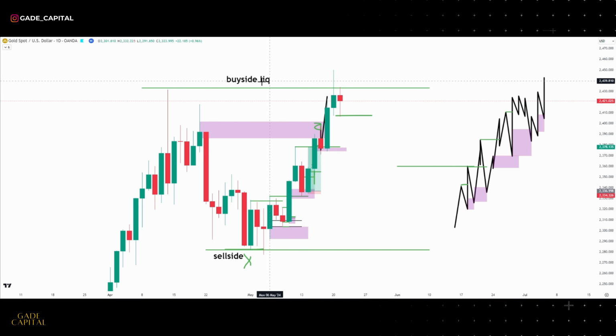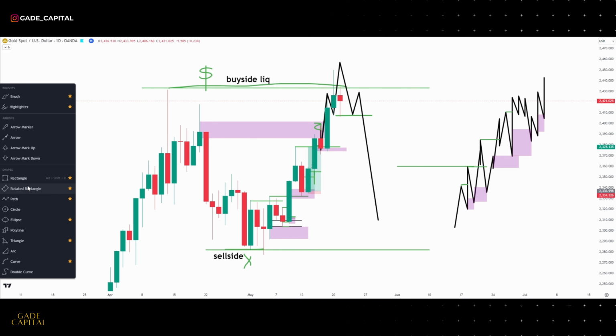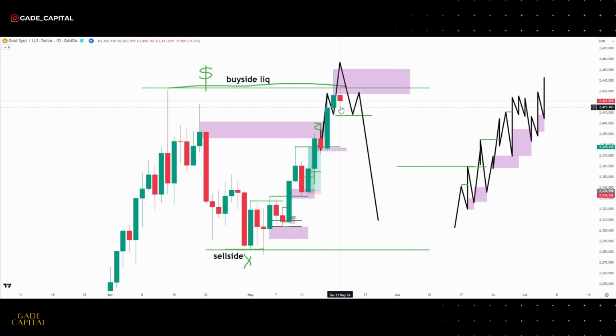So now price has taken this buy side liquidity. We can see this is the structure. Price broke the structure, but again it broke the structure with the wick, so it can continue to the downside. So again we will go to lower time frame and we will look for change of pattern at this level and we can take trades to the downside.